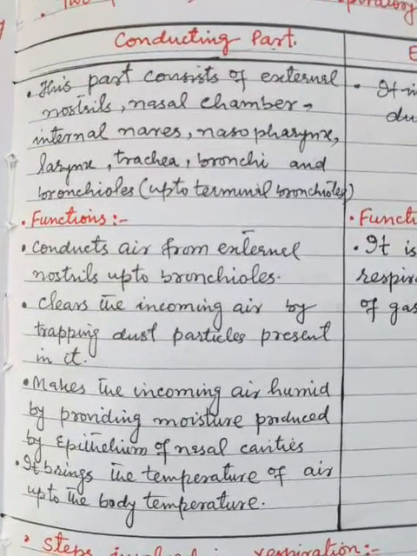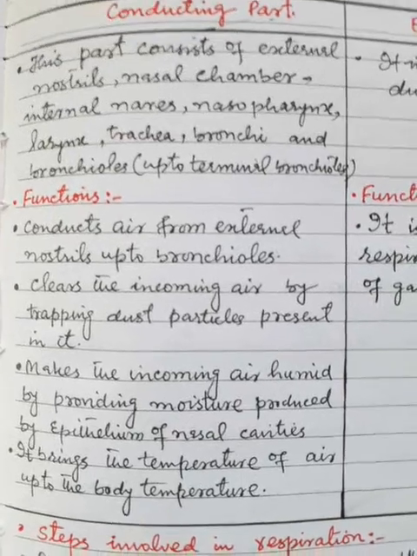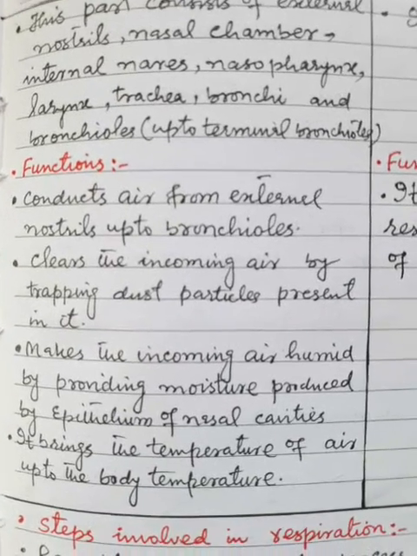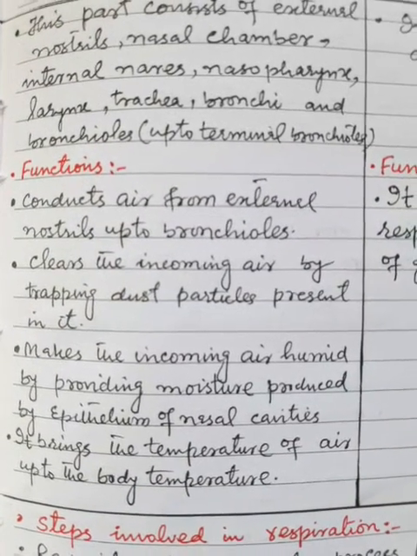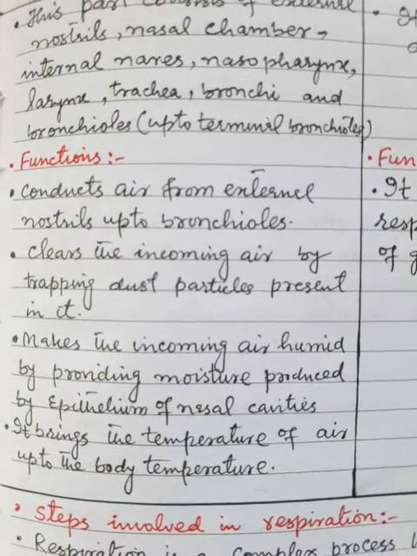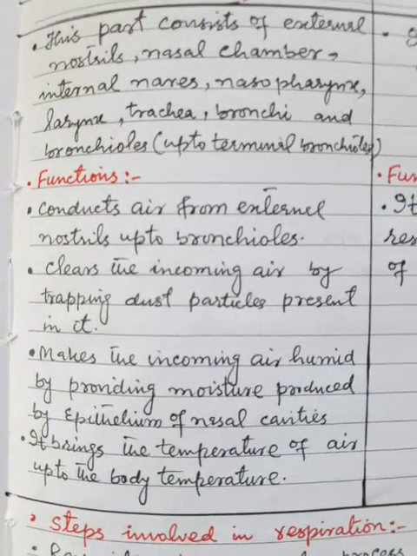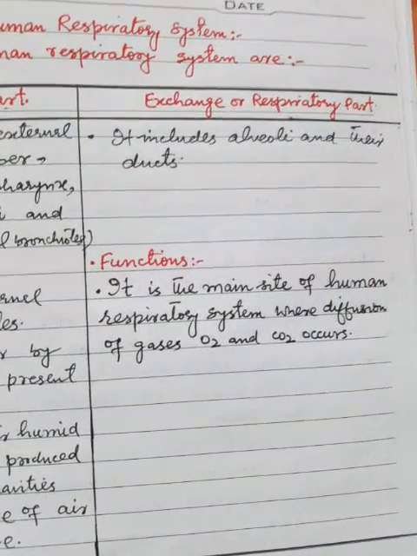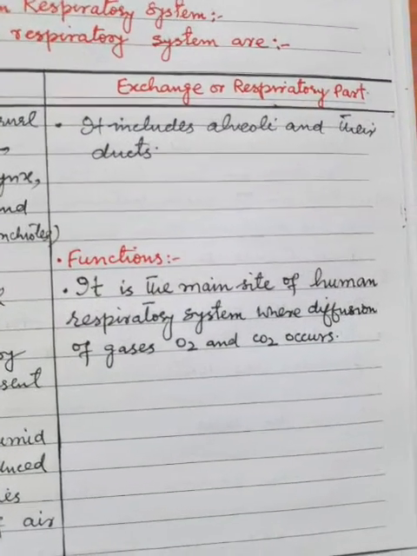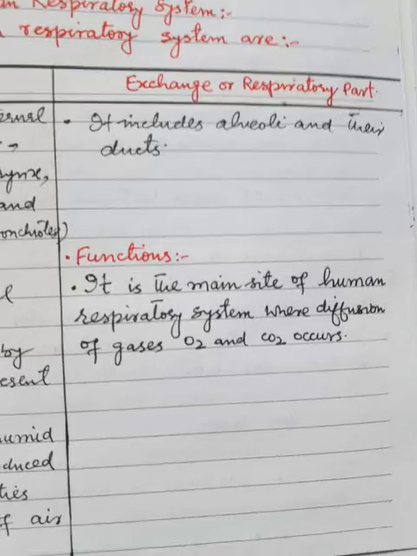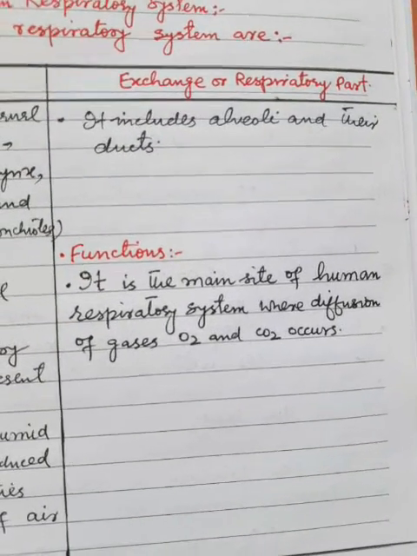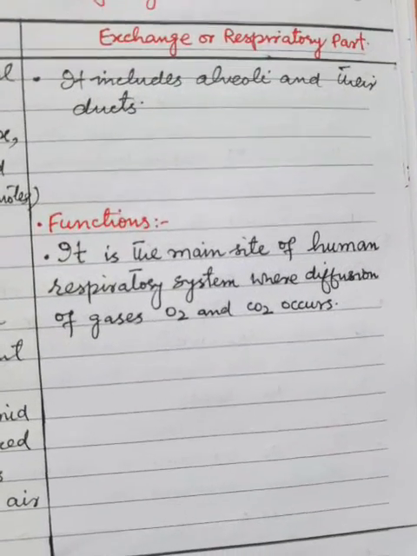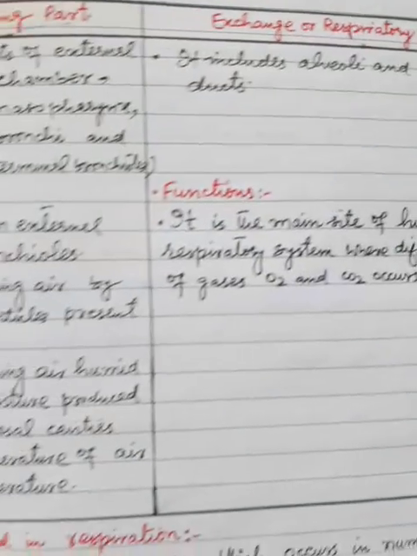It conducts air from external nostrils up to bronchioles, clears the incoming air by trapping dust particles present in it, makes the incoming air humid by providing moisture produced by the epithelium of nasal cavities, and brings the temperature of air up to the body temperature. Now the exchange or respiratory part. It includes alveoli and their ducts. Now the functions of the respiratory part. It is the main site of the human respiratory system where diffusion of gases, oxygen and carbon dioxide, occurs.